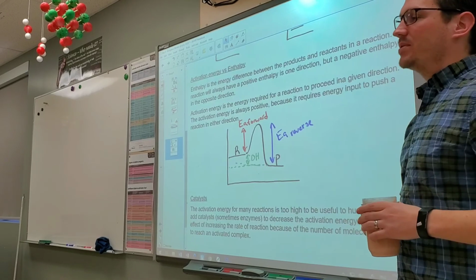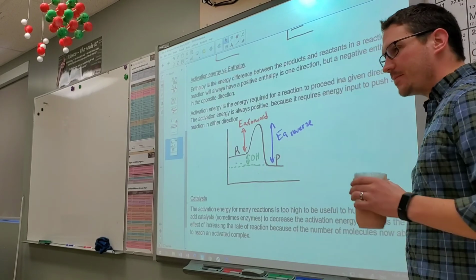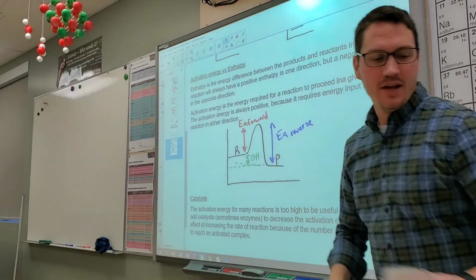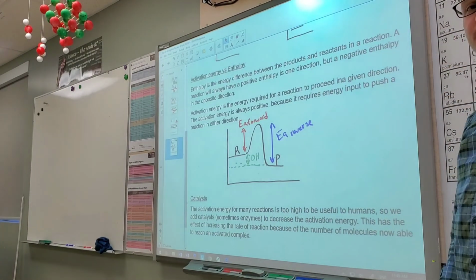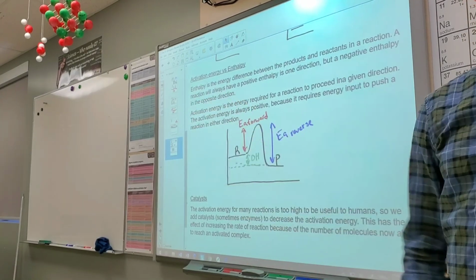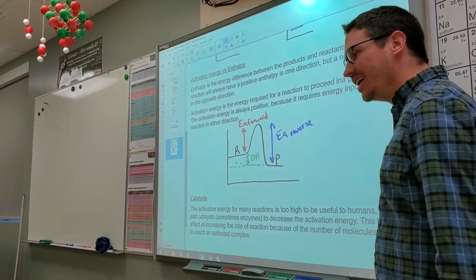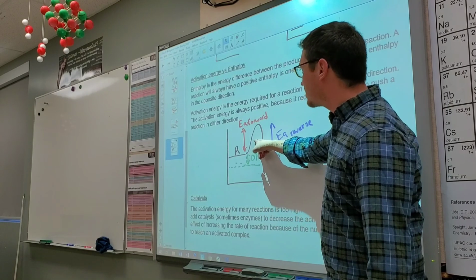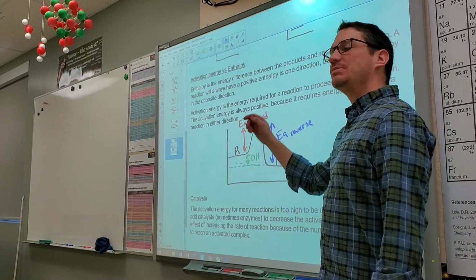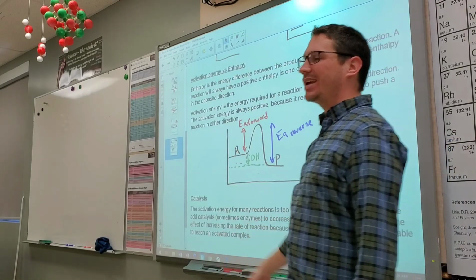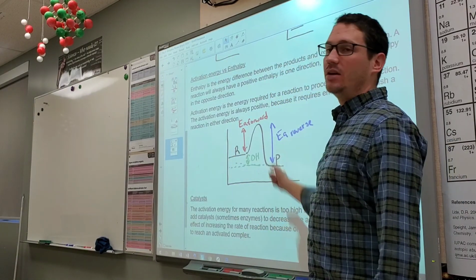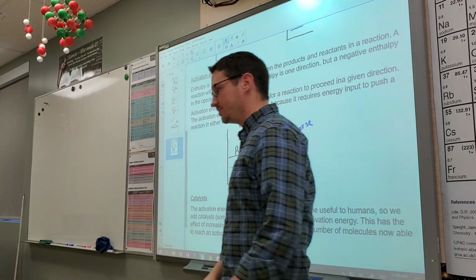What's the purpose of a catalyst? What does it do? Increases the rate of reaction and provides an alternate pathway for a chemical reaction. Good. So it reduces the amount of energy required to get over the hump, and that speeds up a reaction. That's the only thing a catalyst ever does. But does it speed it up only in one direction? No, it speeds it up in both directions. All right. Okay.